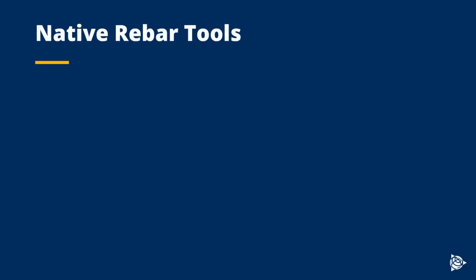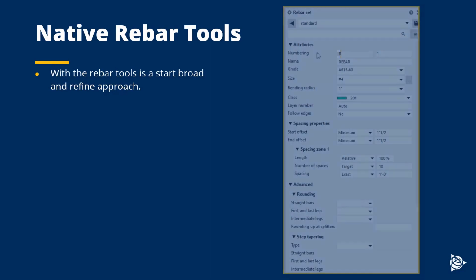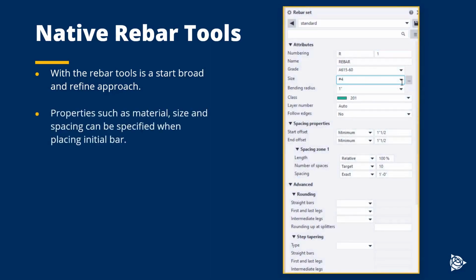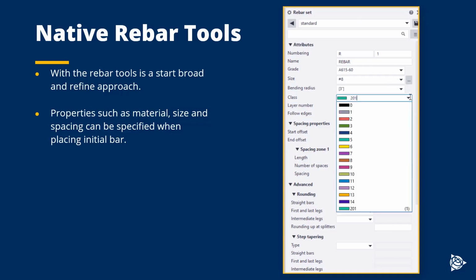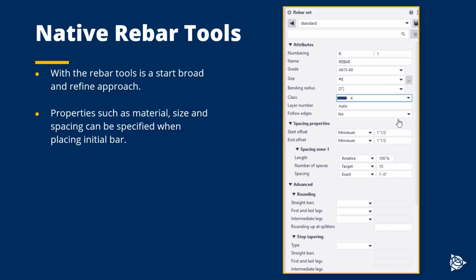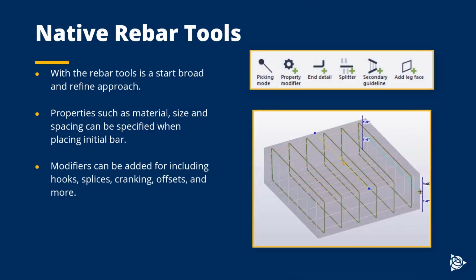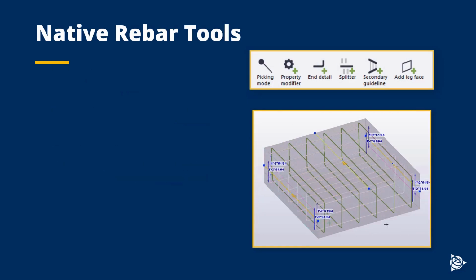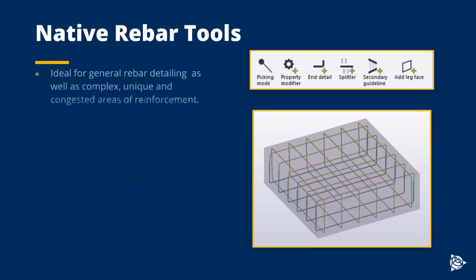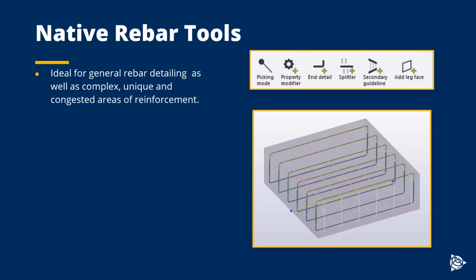Again, with the native tools, the approach is to start broad and then refine. Properties for the bar, such as material, size, and spacing, can all be specified when placing the bar via the Properties pane on the right-hand side of Tekla Structures. Modifiers can then be added to include hooks, splices, cranking, offsets, and much more. The native tools are ideal for general rebar detailing as well as complex, unique, and congested areas of reinforcement.